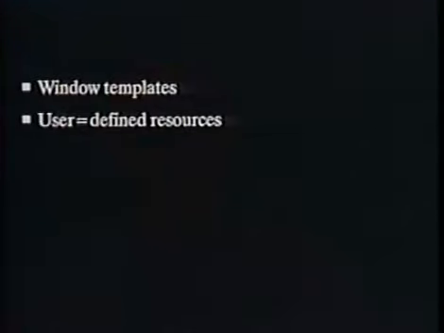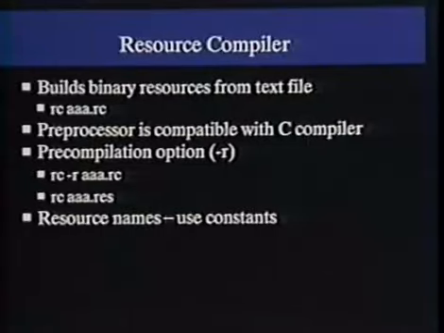Right. We have some other miscellaneous items that you can describe within your resource script file. We have some window templates that are similar to the dialog box templates. And if any of these are not to your satisfaction, we have a mechanism for you to define your own resources. So for example, you might have a large table of information that you need to use as a resource. We have a mechanism for doing that as a user-defined resource. You describe that within your resource script file, and then you run it through the resource compiler.